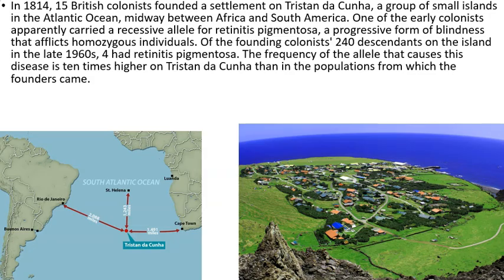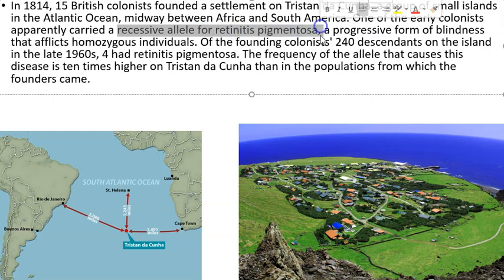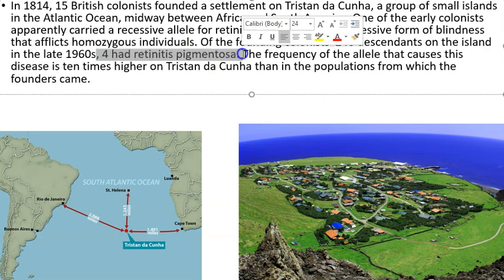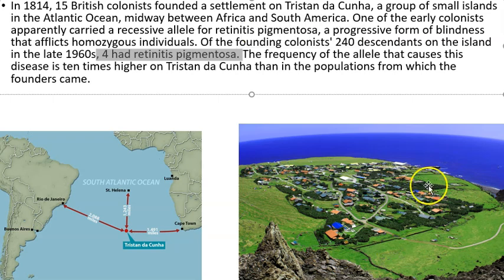And so a great example from science, and you can watch videos, y'all are like the kings and queens of finding relevant videos on stuff, but Tristan da Cunha, I think I said that right, in 1415 British colonists founded this settlement, okay? But one of the early colonists carried a recessive allele, hopefully you know, for retinitis pigmentosa. 240 descendants on the island in the late 1960s, 4 had retinitis pigmentosa. You're like, well, that's still low, but that's way higher than the population around the planet, especially in Britain. And so this is the founder effect.